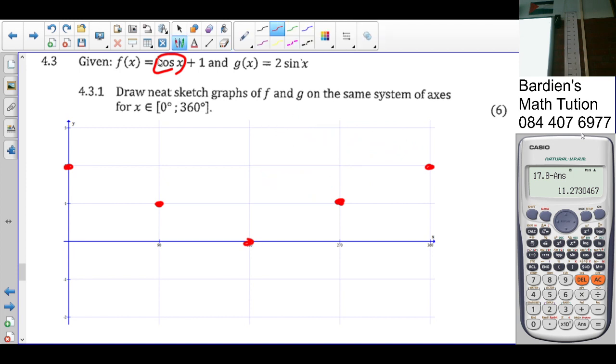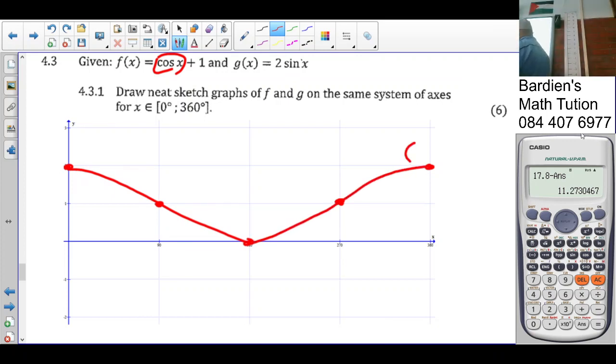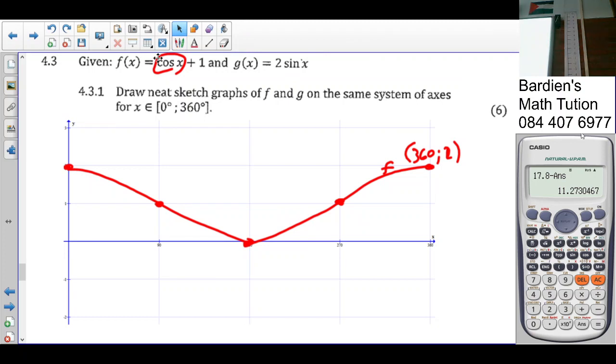Yes. Alright. So I do what I do best: connect the dots. So it's 360 and 2. That point is on there and that point is on there. Not on the axis, so I don't need to write the coordinates here. Okay? Since there are two graphs on the system of axis, I call that f. If there is more than one graph on the system of axis, you must label the graphs.